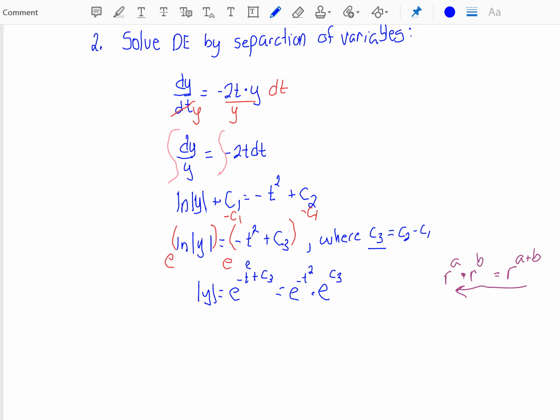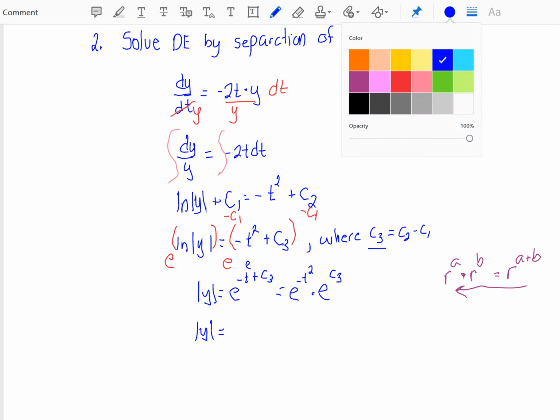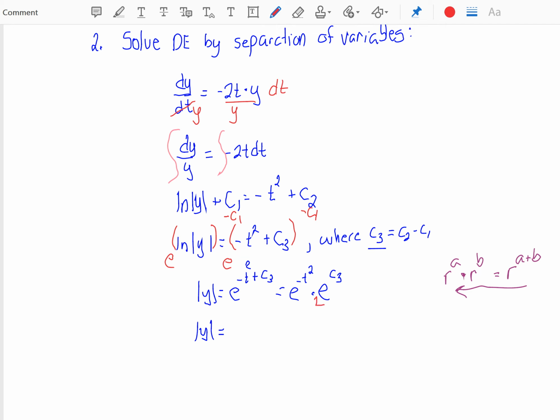To simplify this a little more, I'm going to write this as the absolute value of y equals, well, let's simplify this a lot right here. If c3 is an unknown constant, then e to the c3 is still an unknown constant. So let's replace this with a new constant. Let's call it c4. And so I can now write this as c4 e to the negative t squared, where c4 is really e to the c3.